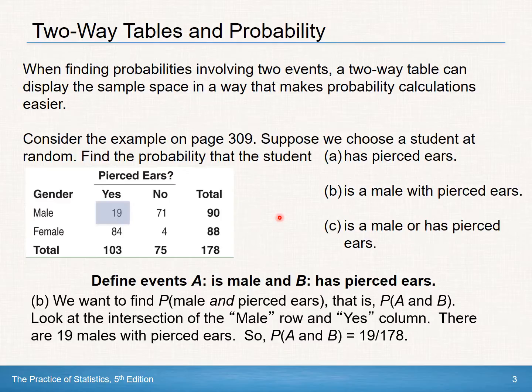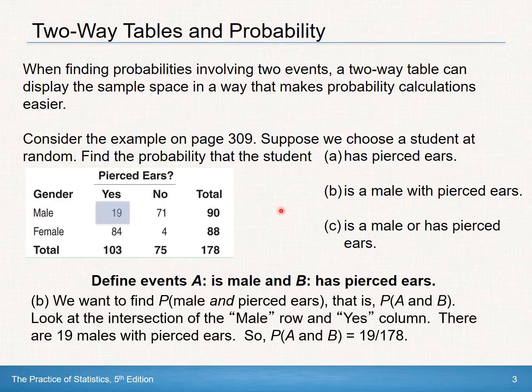For part B, we want to find the probability that we have a male with pierced ears. So the probability of A and B, the probability of being a male and having pierced ears. We look at the intersection for the male row and yes for pierced ears. There were 19 males with pierced ears, so the probability of A and B would be 19 out of 178.